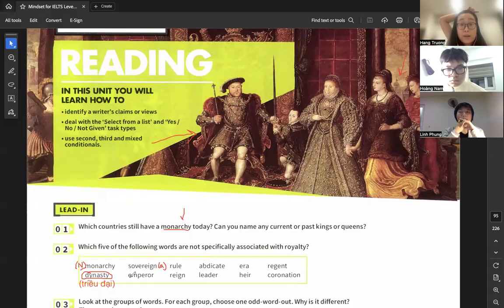The head of an empire. Empire là một đế chế, right? So emperor is also king or queen. Okay. Yeah.